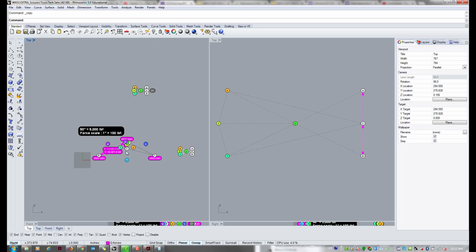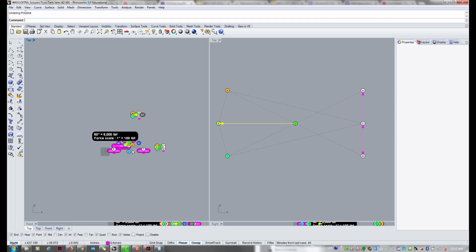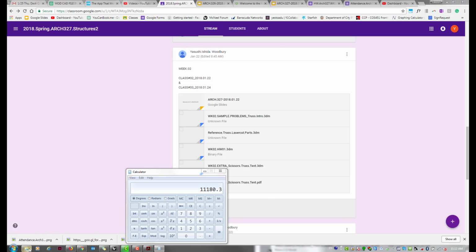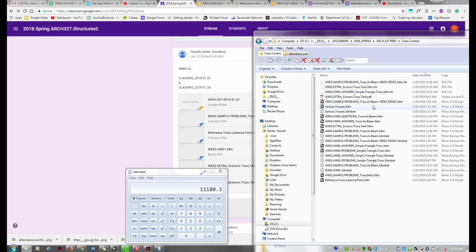If you read the whole thing, I'm going to undo everything because in the beginning I had everything. So assuming all of that was done correctly... of course I crashed the thing, so I'm going to reopen it. Where is that extra?